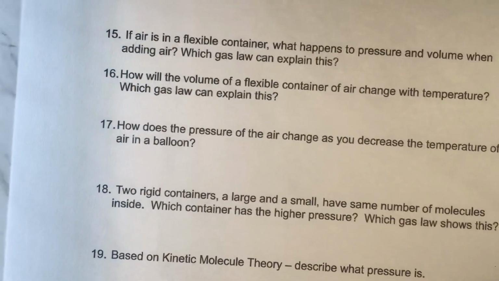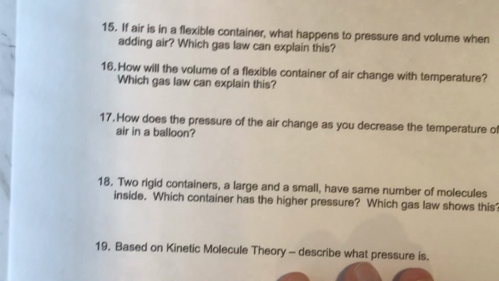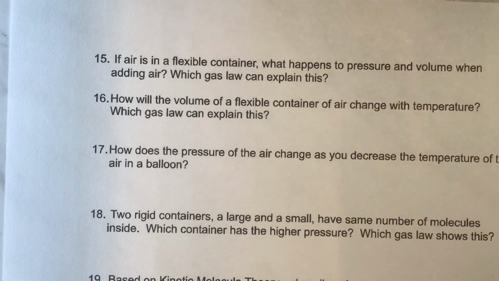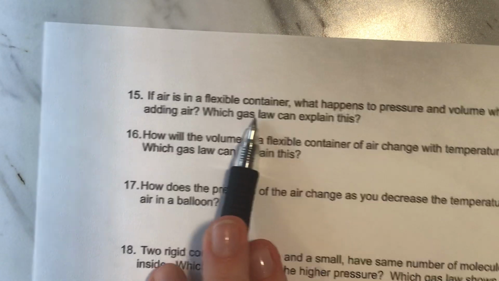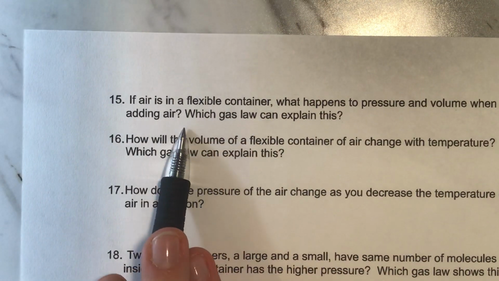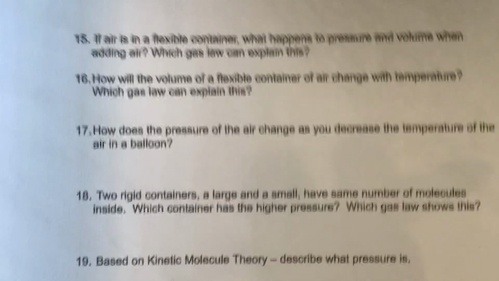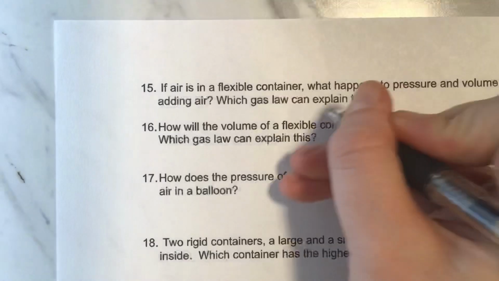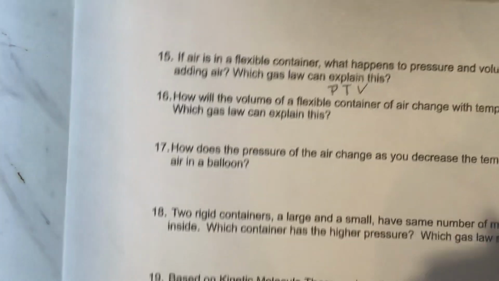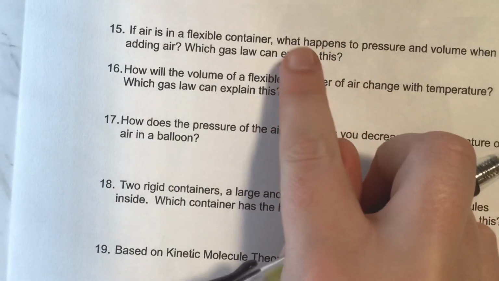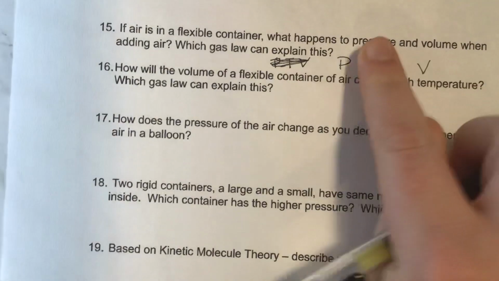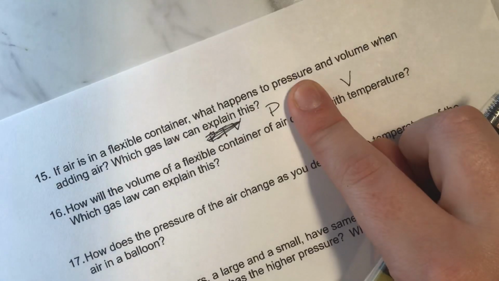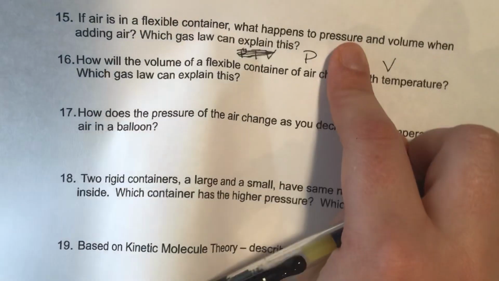So 15. If air is in a flexible container, what happens to pressure and volume when adding air? And which gas law can explain this? Well, if pressure and volume, that means Boyle's law. So if the volume decreases, pressure is going to increase. Okay, because remember the PTV. Pressure and volume is Boyle's law. Okay, I guess I need to make that a little larger. Okay, PTV, you increase one, you decrease the other. That's that inverse relationship.